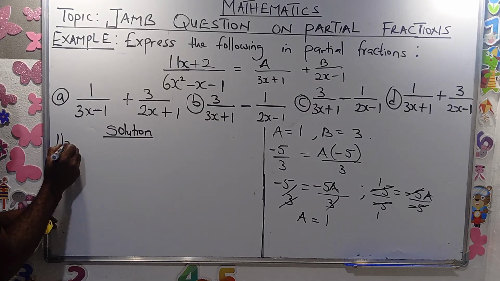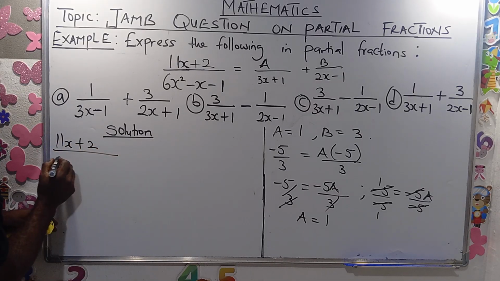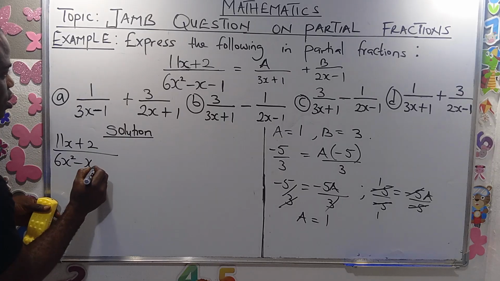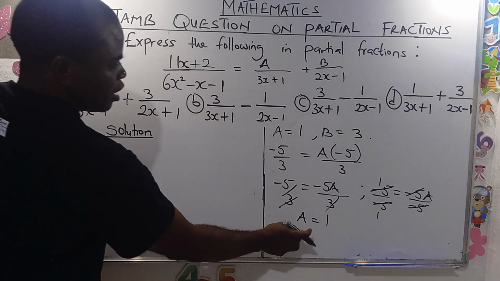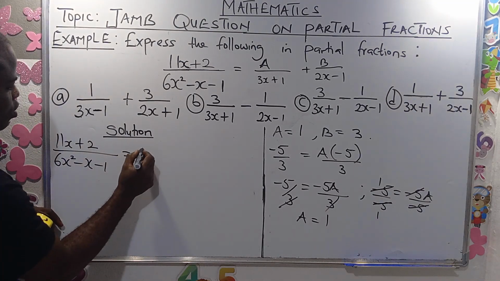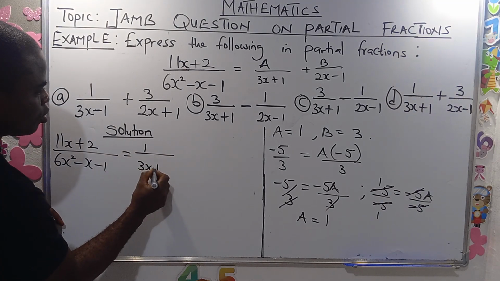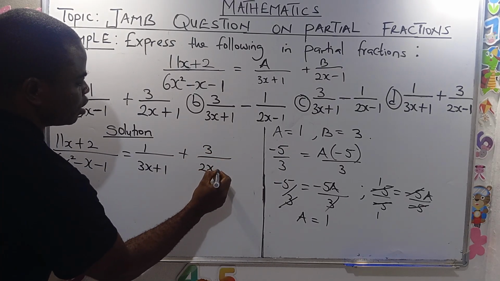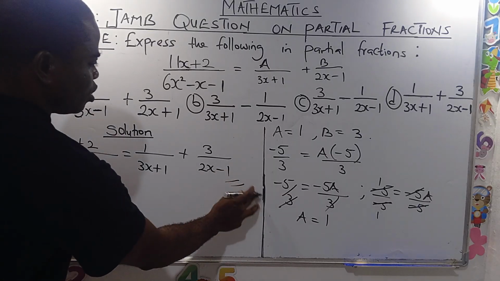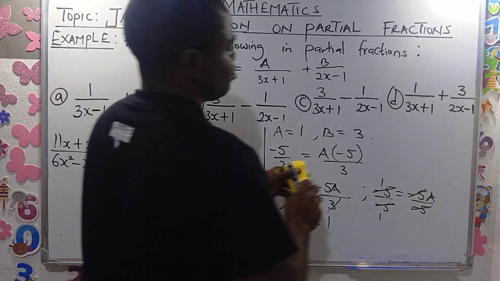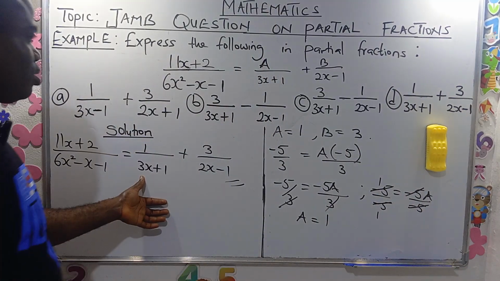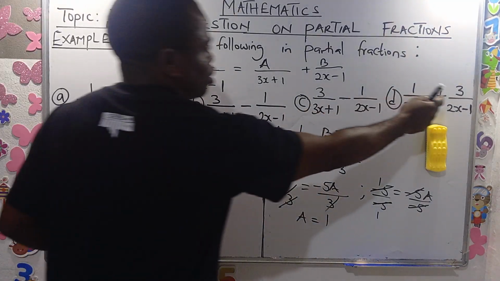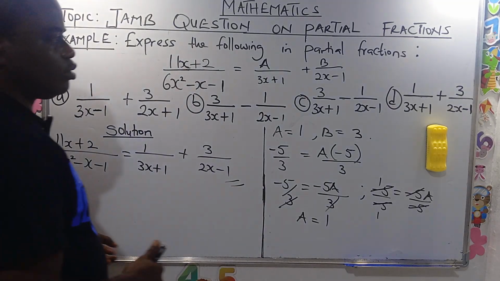Now you're having 11x plus 2 over 6x squared minus x minus 1 equals, what's our A? Our A is 1. Substitute back. 1 over 3x plus 1 plus, what's our B? 3 over 2x minus 1. Let's see whether the option is there. You can see it. The D is the option. 1 over 3x plus 1 plus 3 over 2x minus 1.